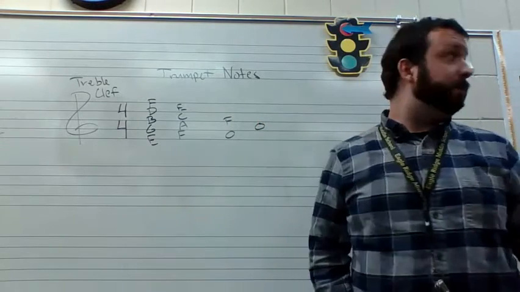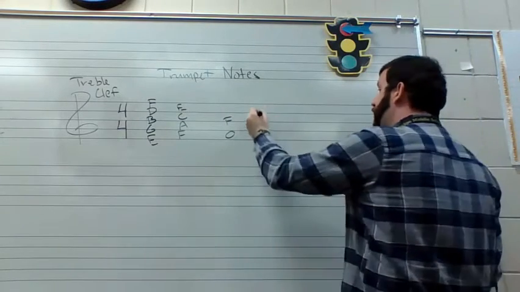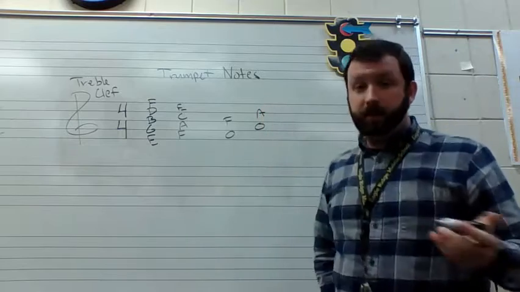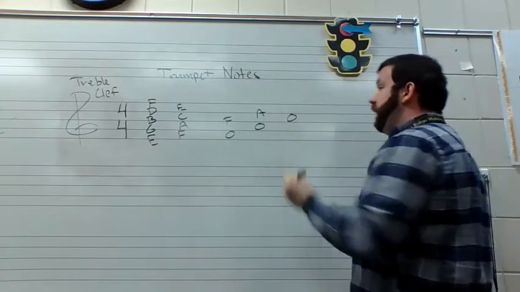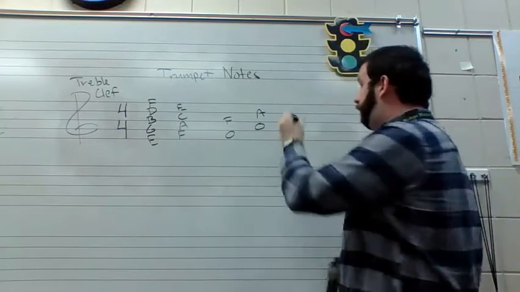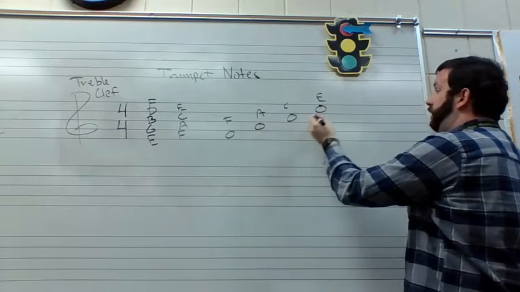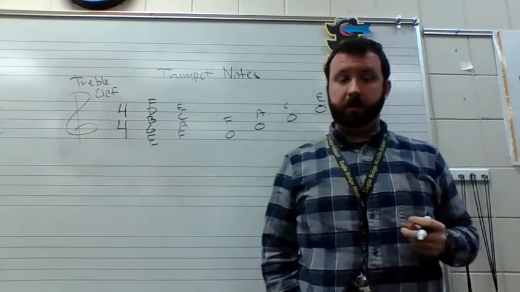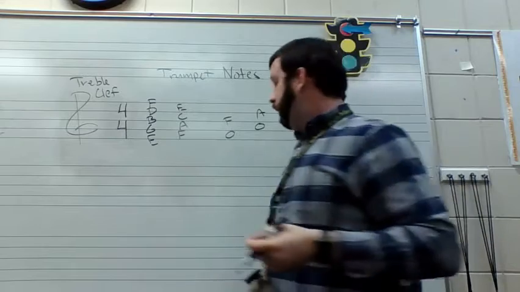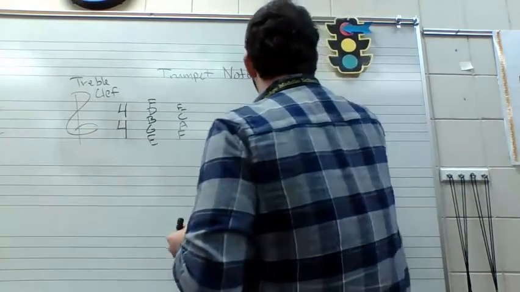A note in the second space of the staff is A. A note on the third space of the staff is C. And a note on the fourth space of the staff is E. F, A, C, E. Okay? So let's talk about the notes that we've learned so far this year.